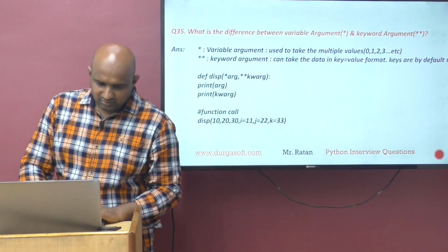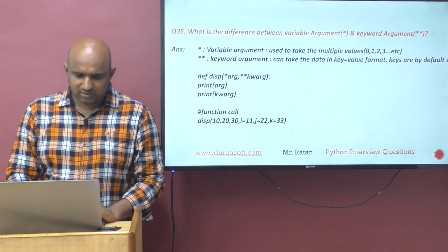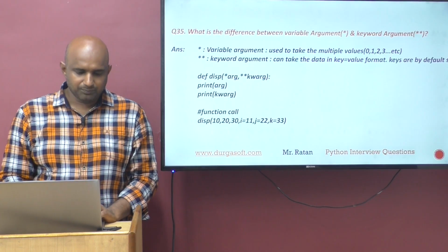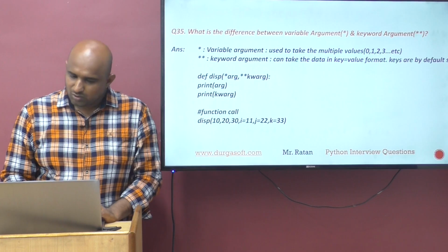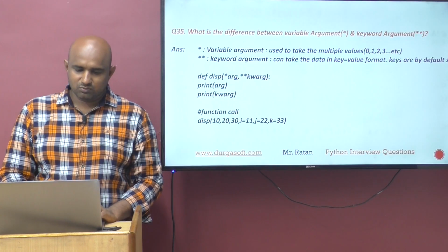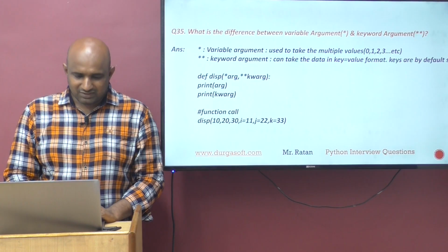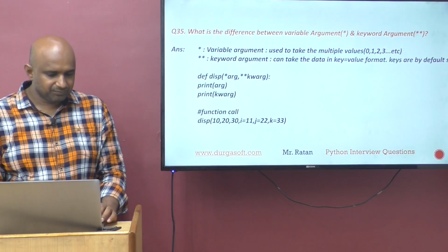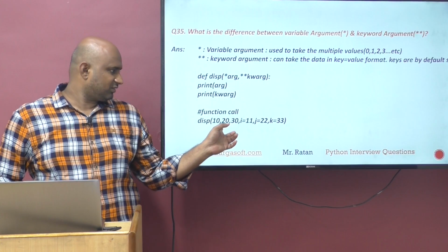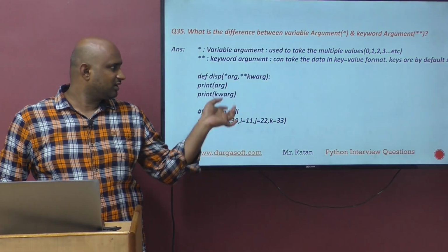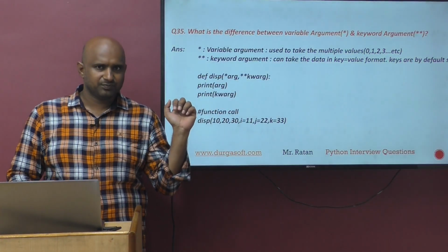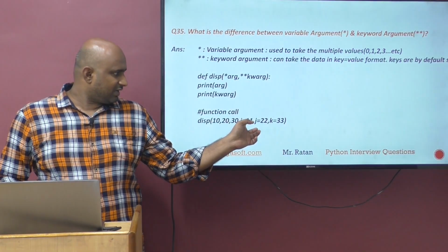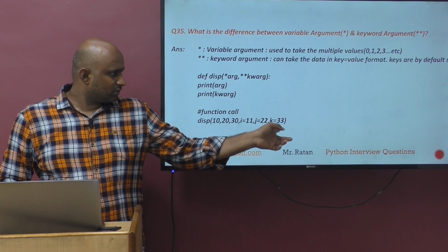Okay, see the syntax here. def disp is there. disp is expecting star arg, double star kwarg. So how many arguments is this disp method expecting here? 2 arguments, right? What are the 2 arguments, guys? One is star arg, the second one is double star kwarg. While calling the function, I pass 10, 20, 30. So 10, 20, 30 are by default taken as star arg. Like i equal 1, j equal 2, k equal 3.